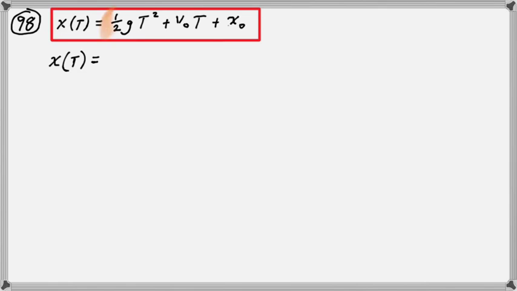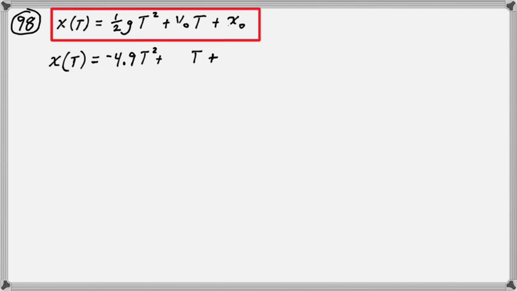This right here will either be negative 16 if it's in terms of feet, like it was for 95 and 96, or if it's in terms of meters, it's going to be negative 4.9 t squared plus v sub o t plus x sub o. Now, let's read what it says. A stone is dropped from the top of a building. That is, we don't know how tall, right?